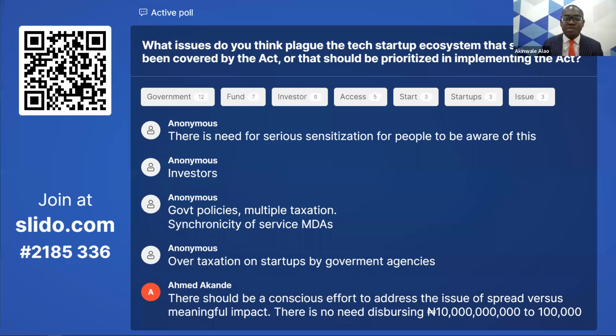And some comments about whether it should be funding or mentoring. I mean, why not both? The Act contains provisions that also would address capacity building, talent development, and all that. So it's not just about funding. It addresses different issues plaguing the tech ecosystem in Nigeria.